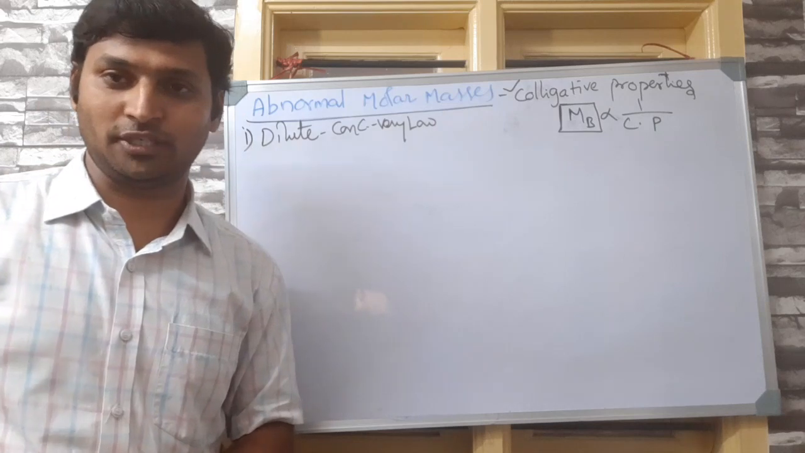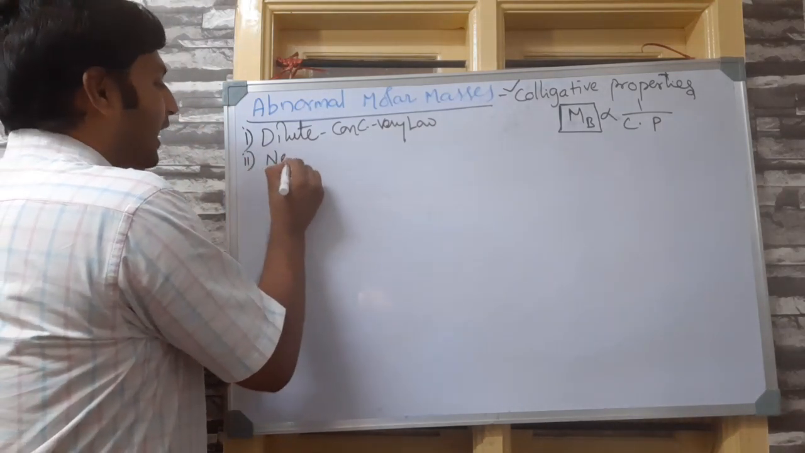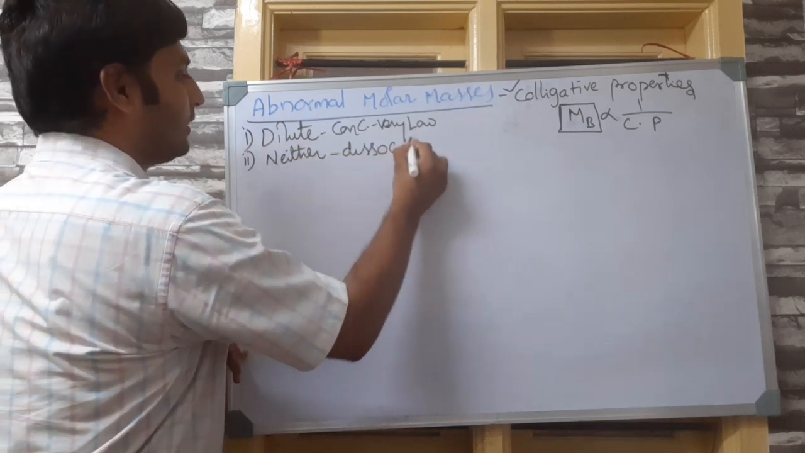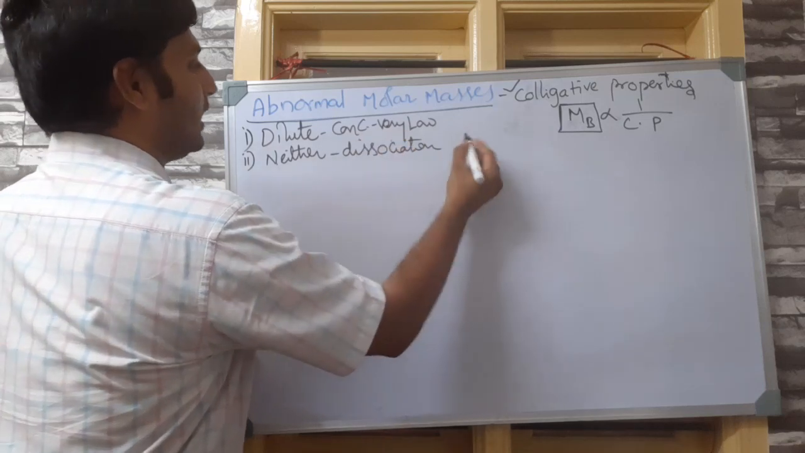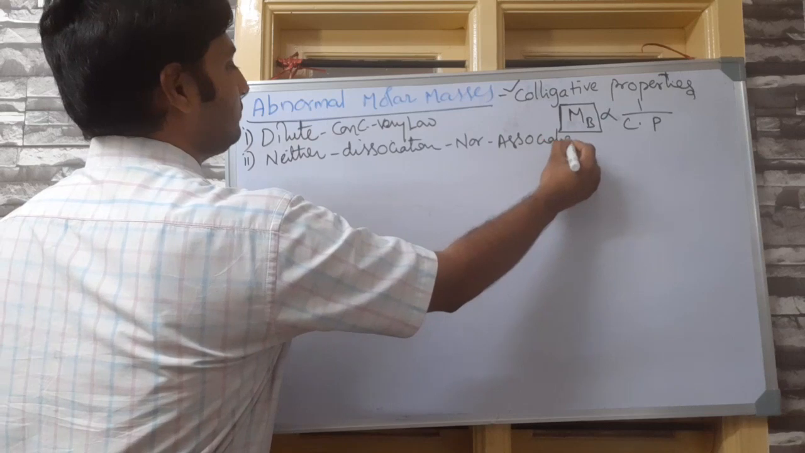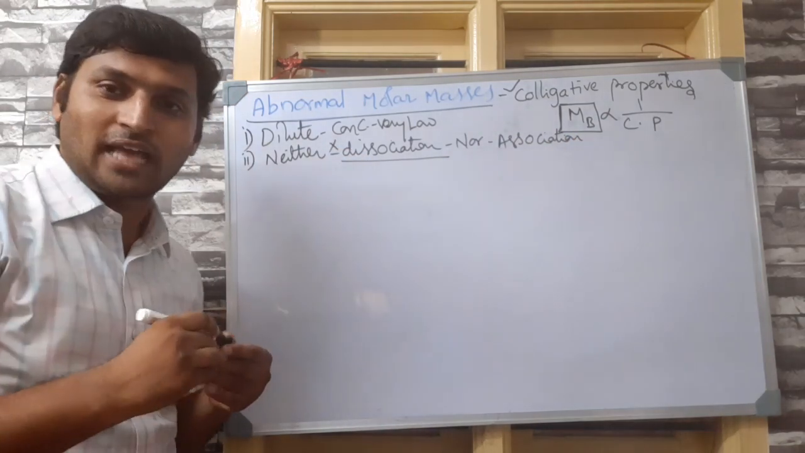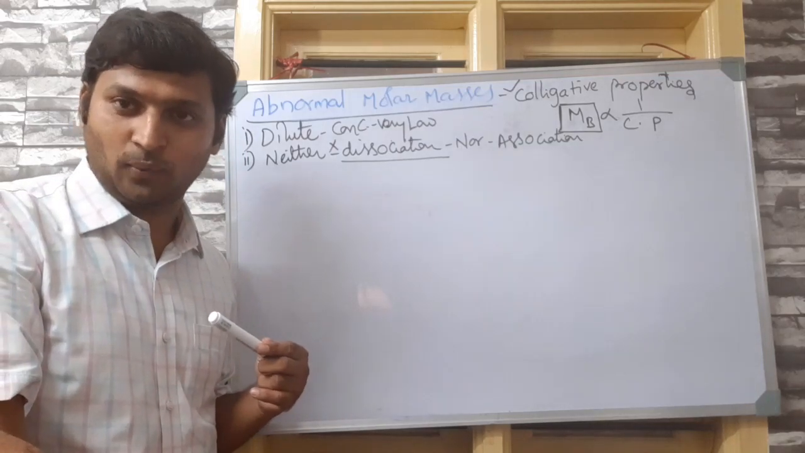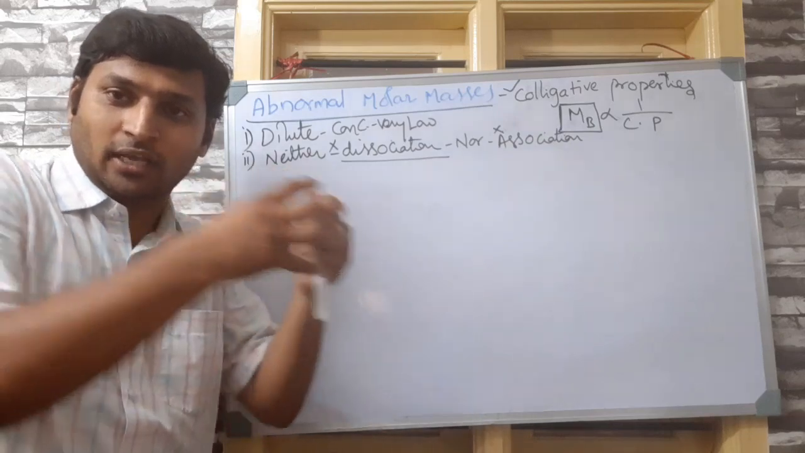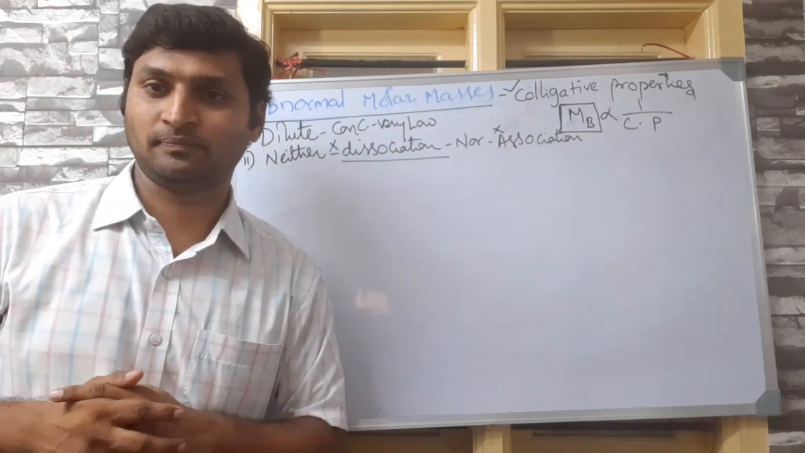Point number one to be noted. Number two, very important: the solute should neither undergo dissociation in that solvent, nor should it undergo association in that solvent. That means it should not break into more than one particle when you dissolve it in the solvent, nor should two or three particles join, becoming one particle. That association also should not happen.